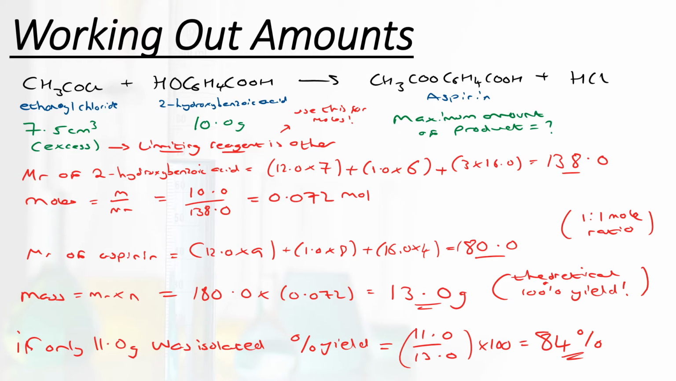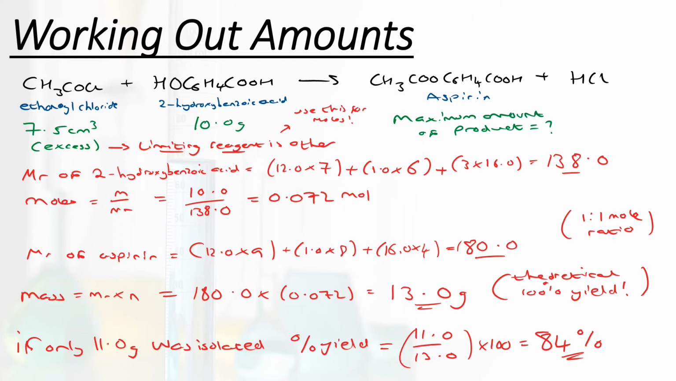Now the question said that we had 7.3 centimeters of ethanol chloride, and it told us that that was an excess of that reagent. Sometimes it won't tell you, in which case you need to work out the moles of both. For example, for the ethanol chloride, it will also have to give you the concentration in order to work out the moles. In this case, we're told that it's the excess reagent.